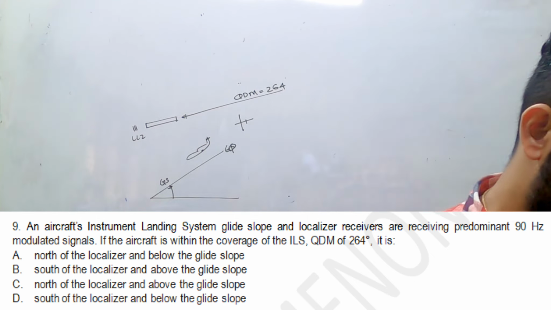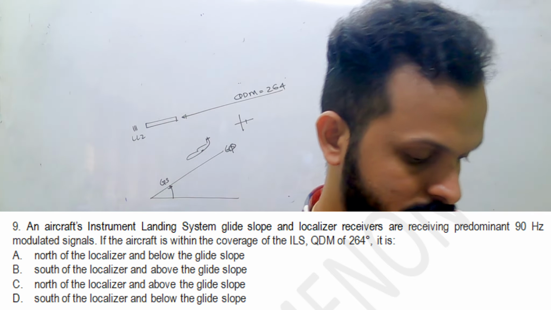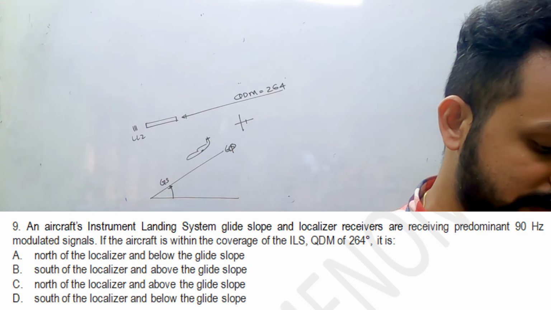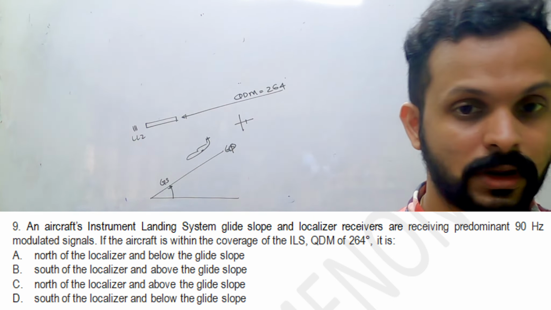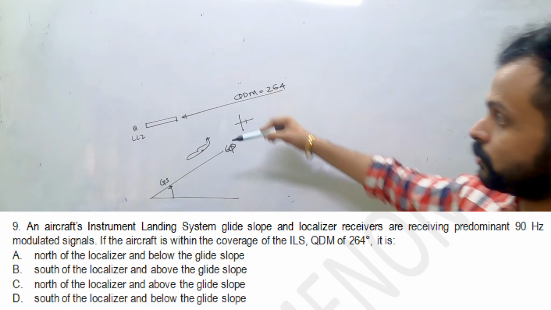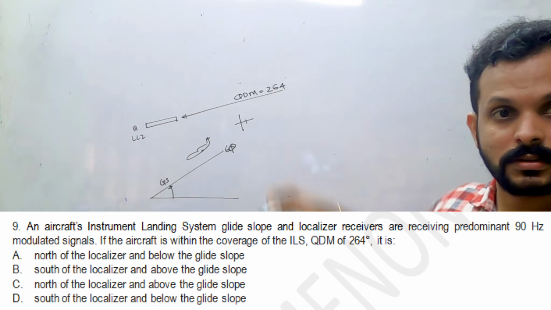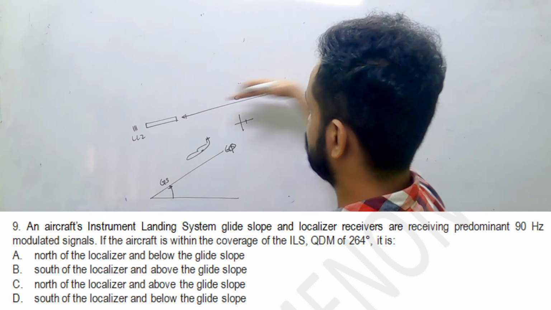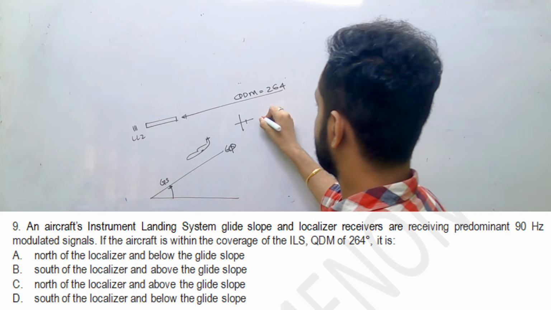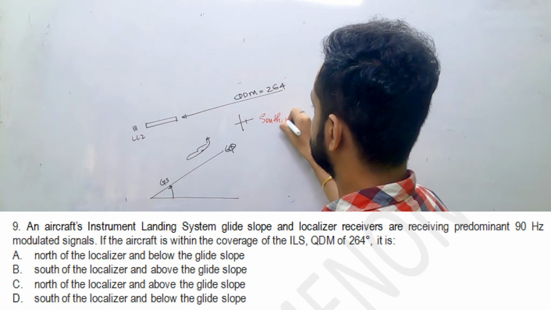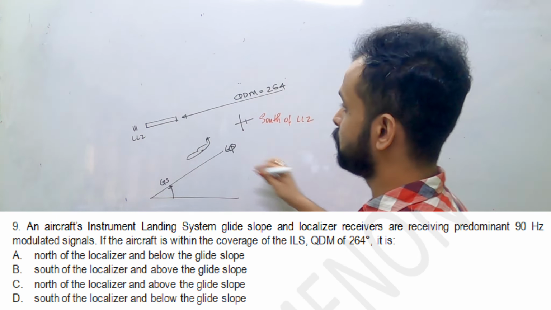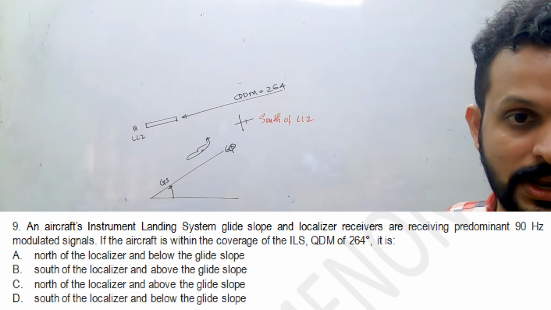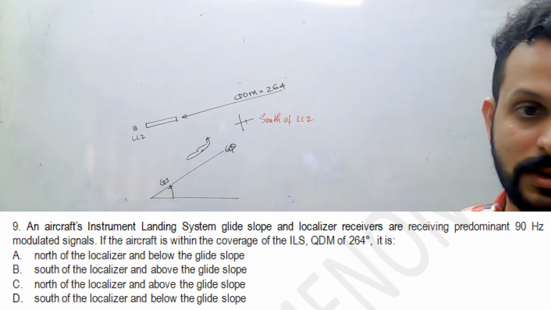Yes. Now look at the option here. If the aircraft is within the coverage of ILS, then it is north of localizer and below glide slope. Is it north of localizer or south of localizer? It is south of localizer, right? This is 264. It's going to be south of that. So by south of localizer, what we mean is south of this localizer, the equisignal line, which is the center line, extended center line of the runway. South of that. This is the north.